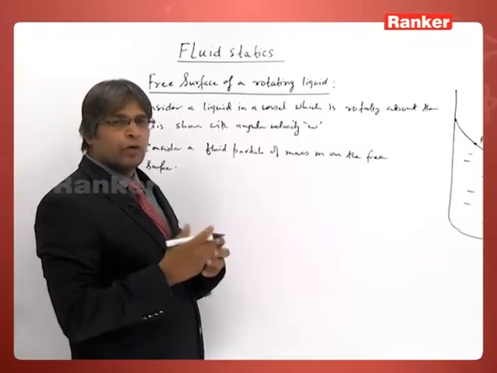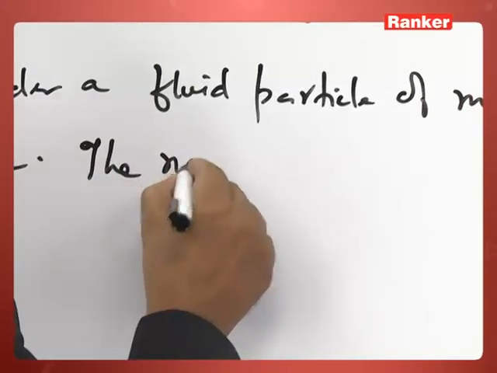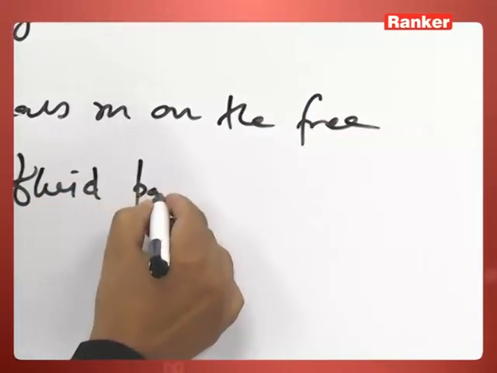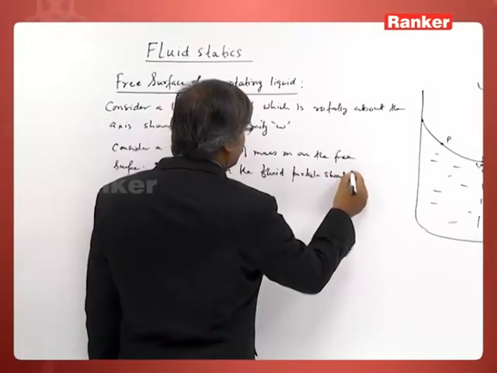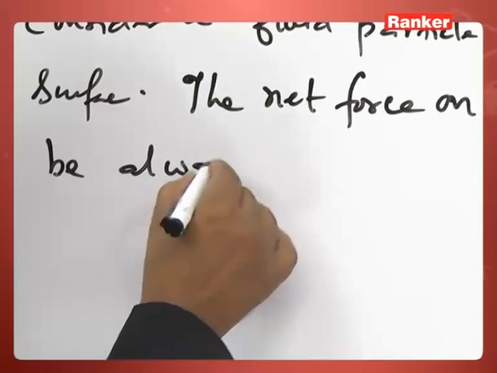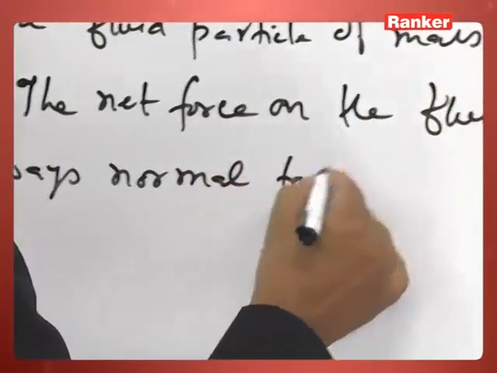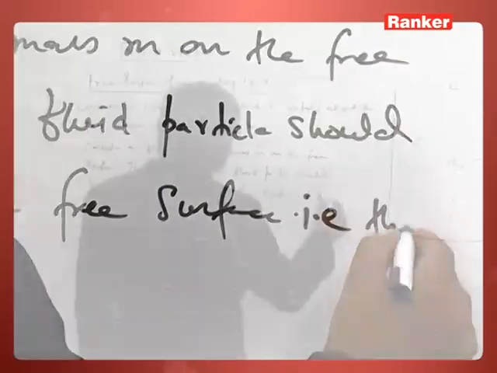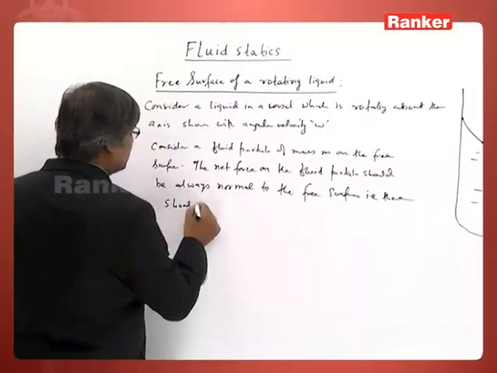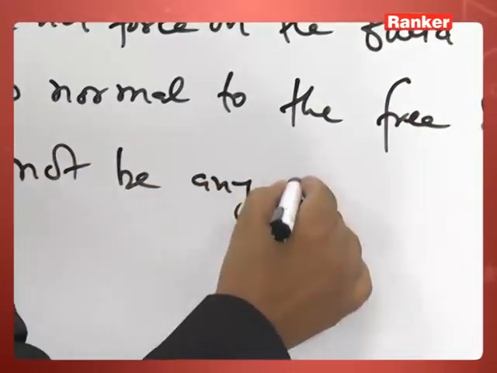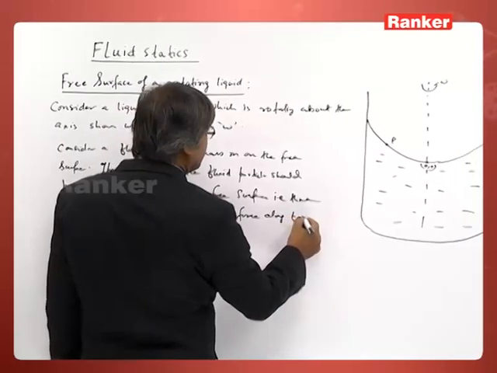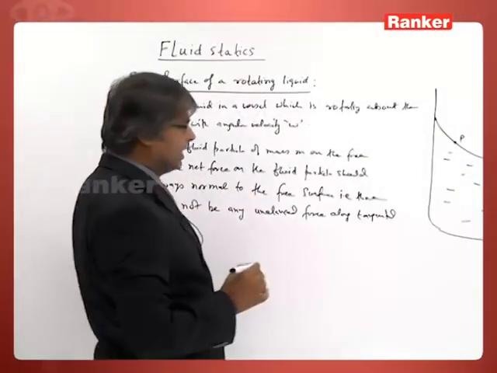So, the net force on the fluid particle should always be normal to the free surface. In other words, there should not be any unbalanced force along the tangential direction. So, now let us come to P.